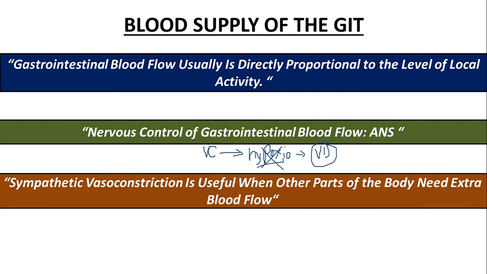Next, sympathetic vasoconstriction is useful when other parts of the body need extra blood flow. So this just means that vasoconstriction to the GIT is very useful if other parts of the body need extra blood, right? So it reroutes the blood instead of it ending up in the GIT. Of course, since it's vasoconstricted, it will go to other parts of the body instead.